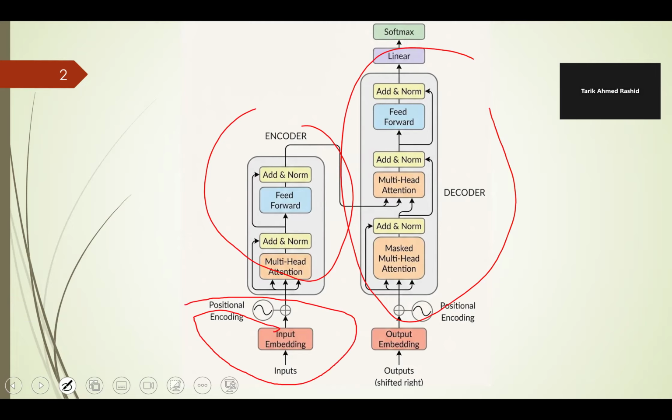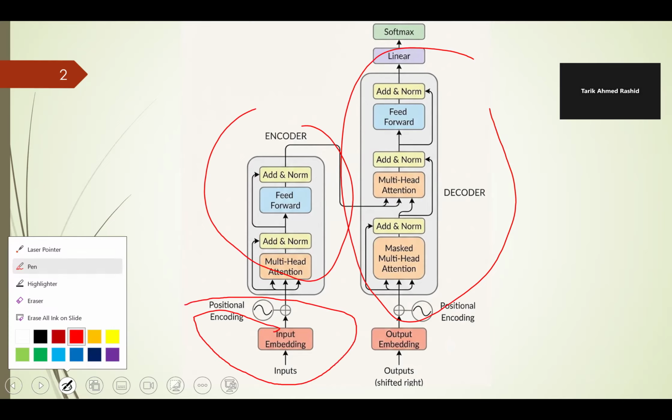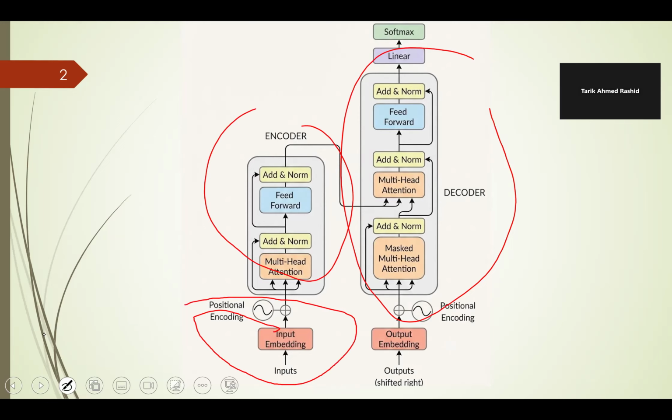Now, in this class, we're going to talk about this part. Let me highlight it in black. So we're talking about this part, multi-head attention. We're talking about multi-head attention in this class.